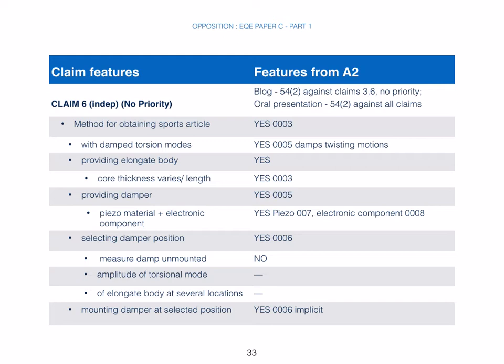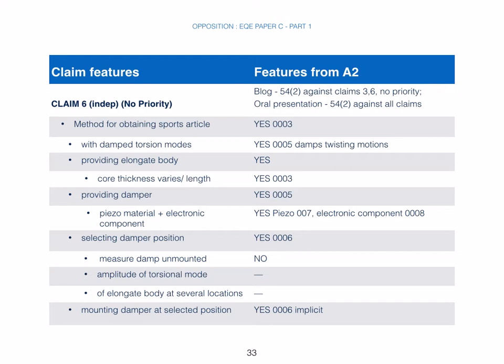Does it measure with the damper unmounted? No. Amplitude of torsional mode of elongate body at several locations? No. And mounting of the damper at selected position? Yes, implicit. So claim 6 is novel over Annex A2, at least because of the method of measuring.